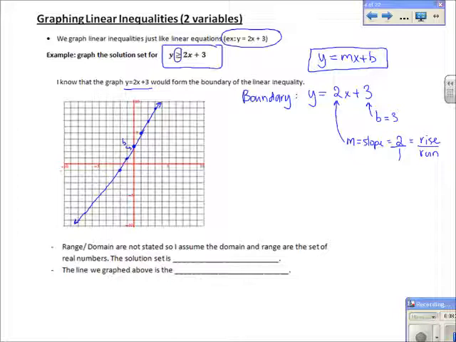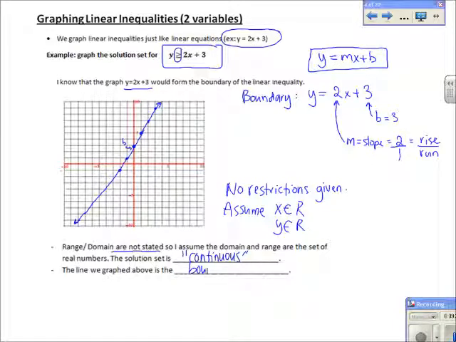There's no restrictions given here, so the range and domain are not stated. So I'm going to assume that the domain and the range are the set of real numbers. I'm going to assume that this data is continuous, that x is all real numbers and y is all real numbers. So I'm going to put the little arrow on the top and the bottom of my boundary line. I'm going to assume that this solution set is continuous. The line that we just graphed is called the boundary line.